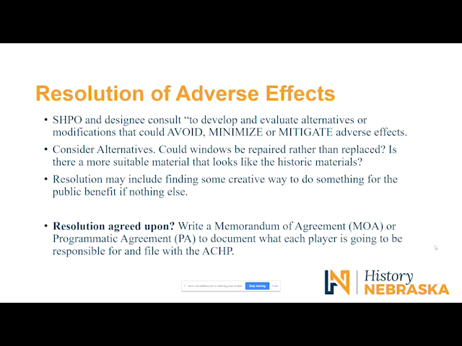So when we do have that adverse effect, we're supposed to avoid, minimize, or mitigate. When we avoid or minimize, that's where we go back and forth about different alternatives that we could do to the plans that have been proposed. And sometimes we just have to mitigate, and I'll show you an example of that. We try to consider the alternatives, but sometimes it's a matter of finding a creative way to benefit the public in some other way. And again, once we have a resolution agreed upon, we write that memorandum of agreement or a programmatic agreement and file it.